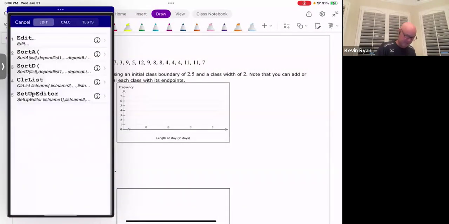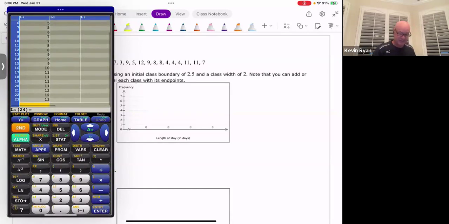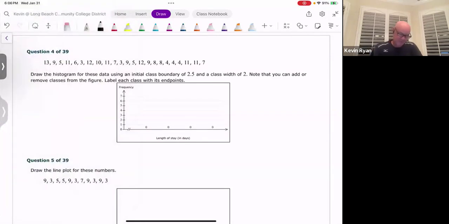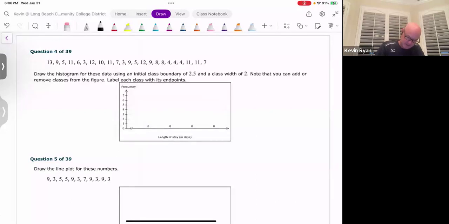Actually, I want to see how large the biggest number is. 13 is the largest. So I'm going to mark this up starting at, it says start at 2.5 and class width of 2. So that's going to be 4.5, 6.5, 8.5, 10.5. So this isn't enough. We need more. Twelve point five. And then 14.5.